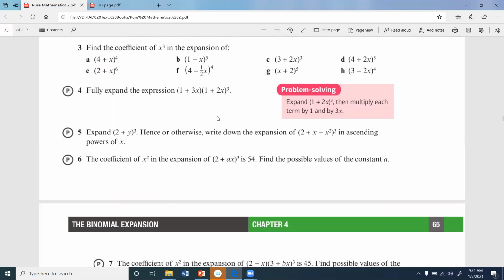Right, so you can just get this answer here. If they ask that the coefficient of x squared in the expansion of (2 + ax) to the power 3 is 54, find the value of a, right? Then what you need to do is expand (2 + ax) to the power 3 up to x to the power 2.